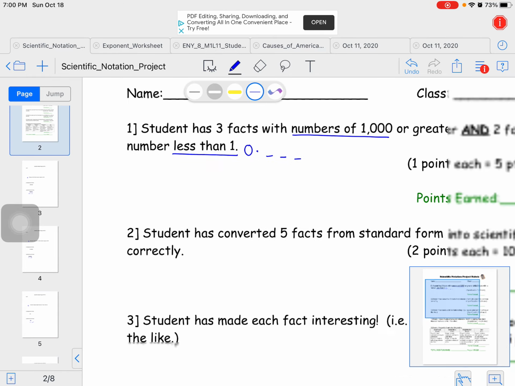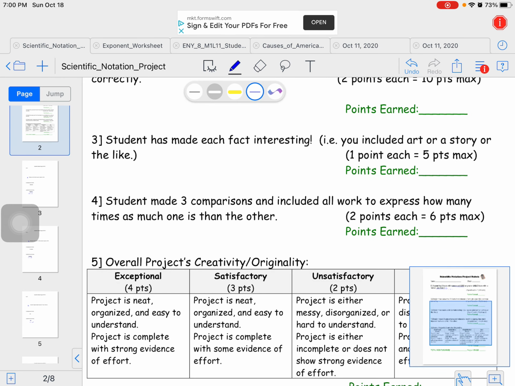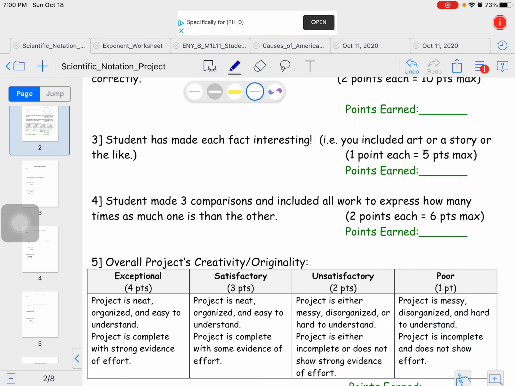For the next part of the directions, I've covered this one as well as this one. You are making these facts interesting. We're going to save this direction for another day this week in strategies, and we're going to continue with step 4.